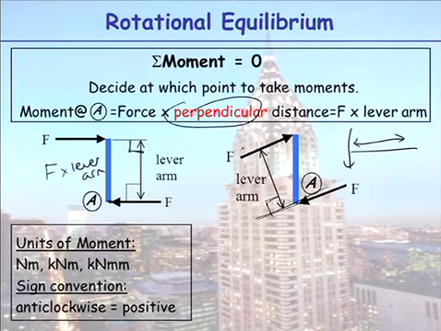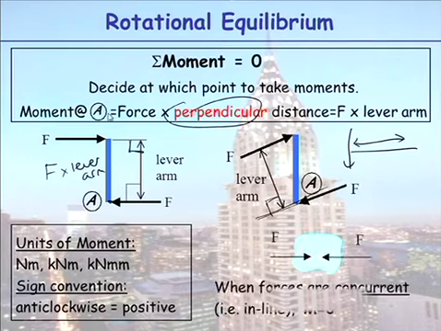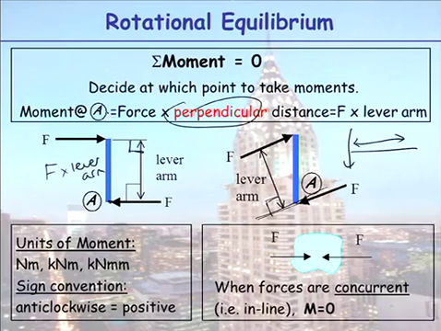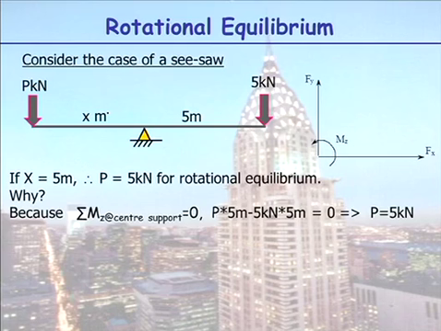So units of moment, force times distance. Newton metre, kilonewton millimetre. Anti-clockwise is positive. When you have 2 forces in line, they create no moment. They are what we call concurrent. So let's look at some rotational equilibrium.